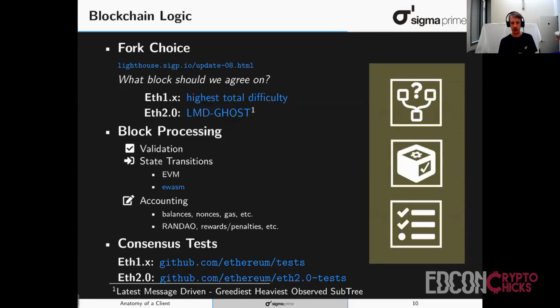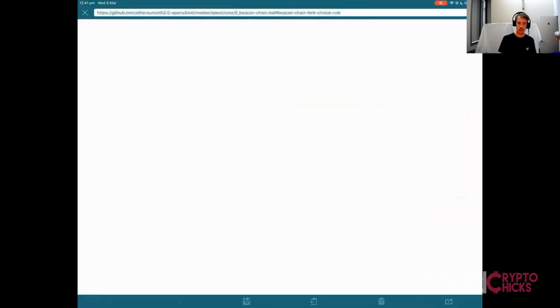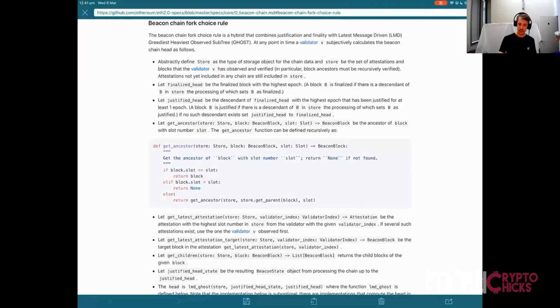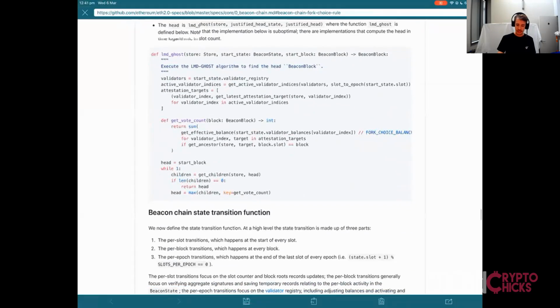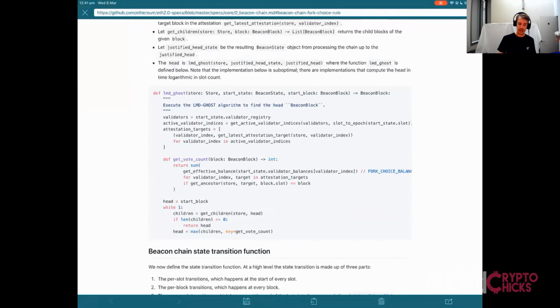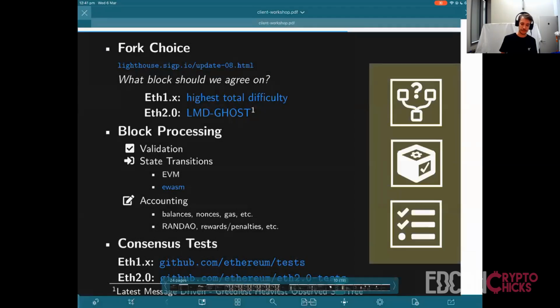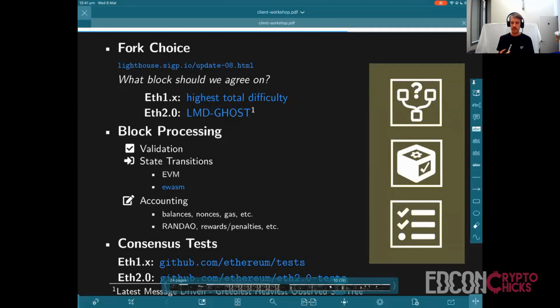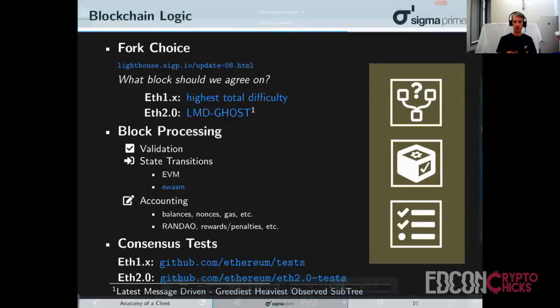The latest one I know of is LMD Ghost, which stands for Latest Message Driven Greediest Heaviest Observed Subtree, which is a serious mouthful. I'm not going to go into the details of it here, but there is a link to the LMD Ghost stuff, as you can see in the beacon chain specification here, and there's a bunch of details and a very naive implementation to check out. So fork choice is an important part of the spec and, of course, of the blockchain logic.